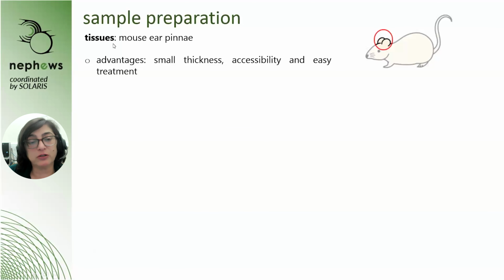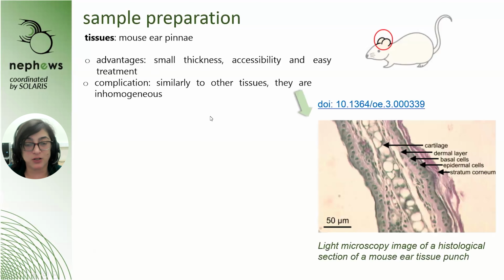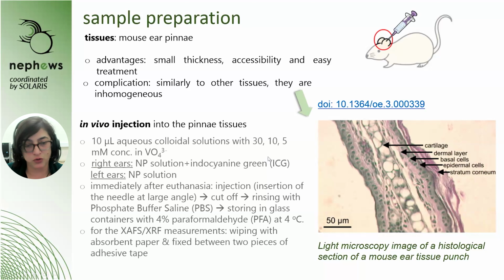Now, regarding the injection, we decided to use mouse ear pinna, the lobes of the mice ears, because they offer some advantages like small thickness, accessibility, and easy treatment. However, as in the case of other tissues, they are inhomogeneous. A light microscopy image of a histological section is shown here. This is obtained from the literature. And we observe here different layers with different structures. And this is one complication of the tissues.